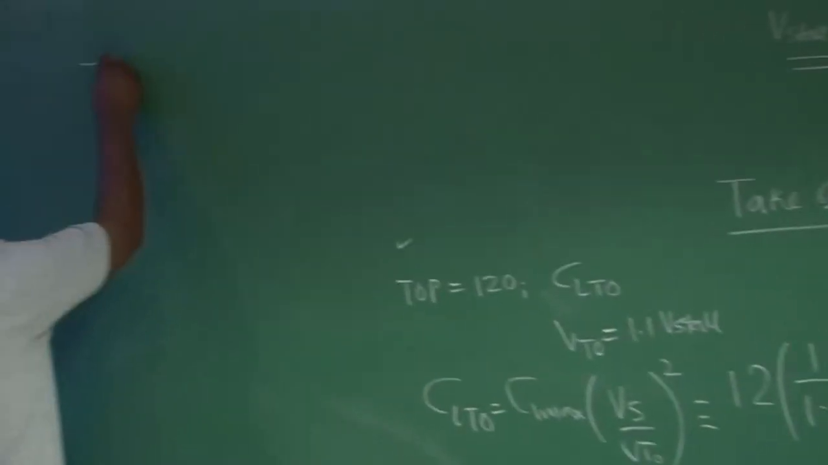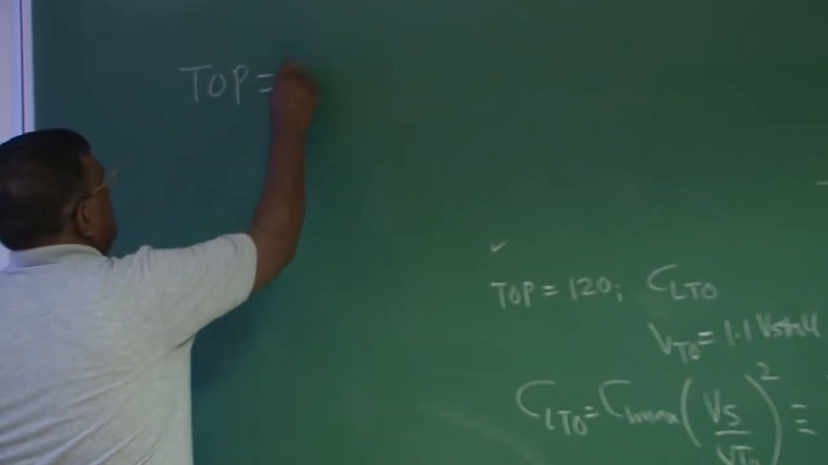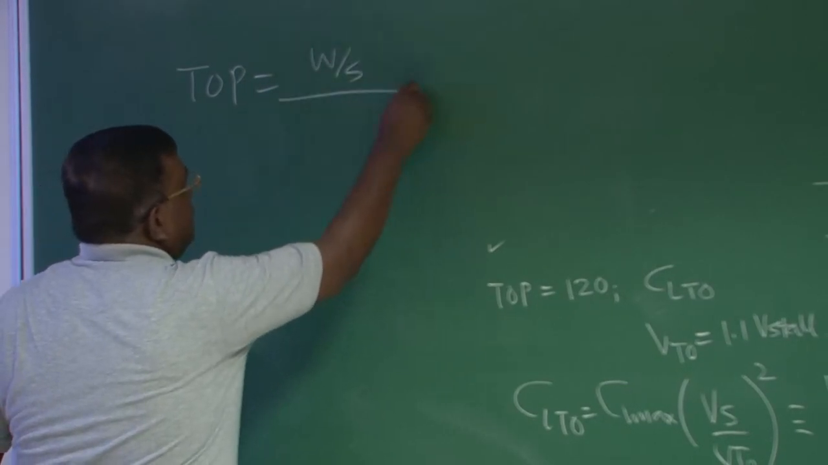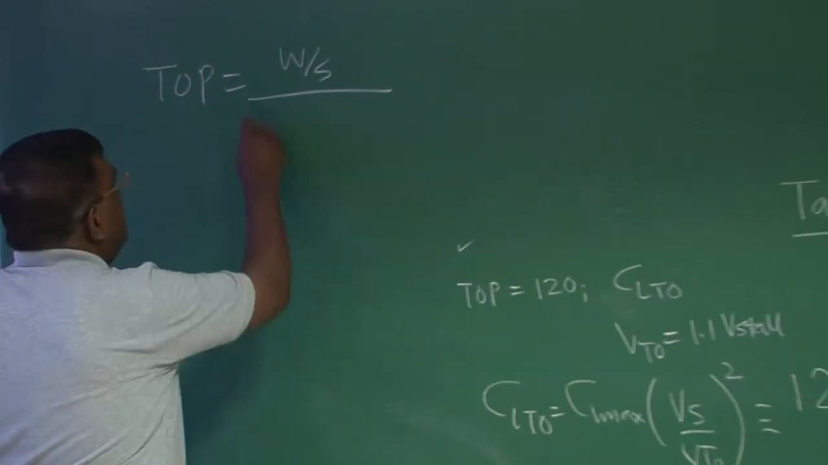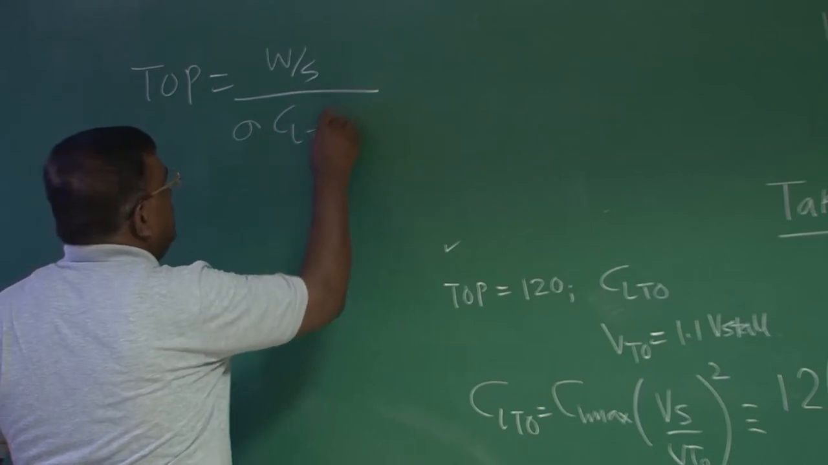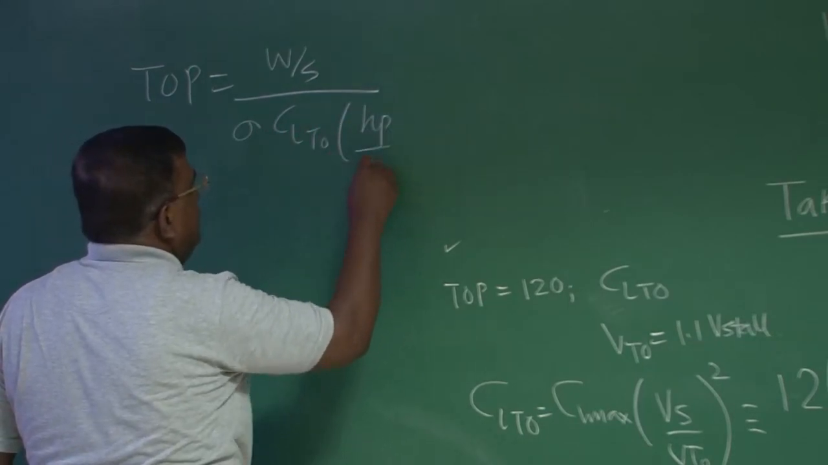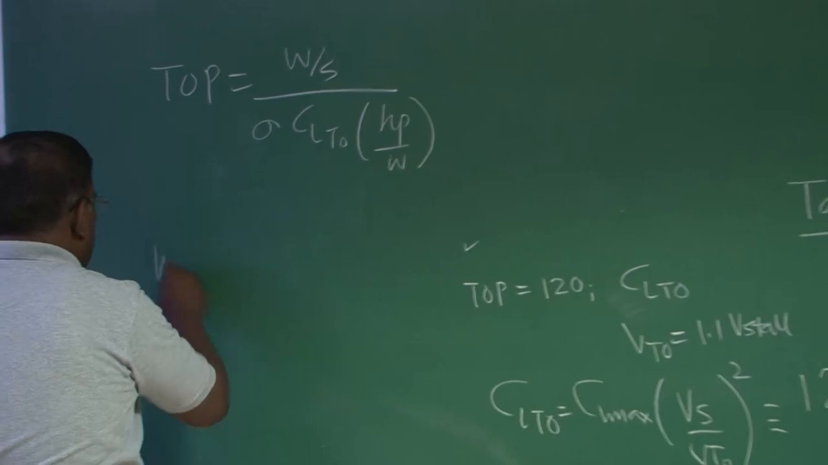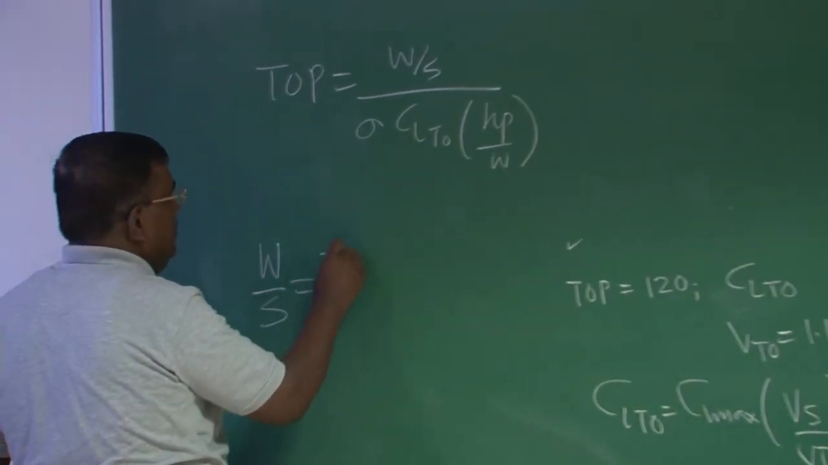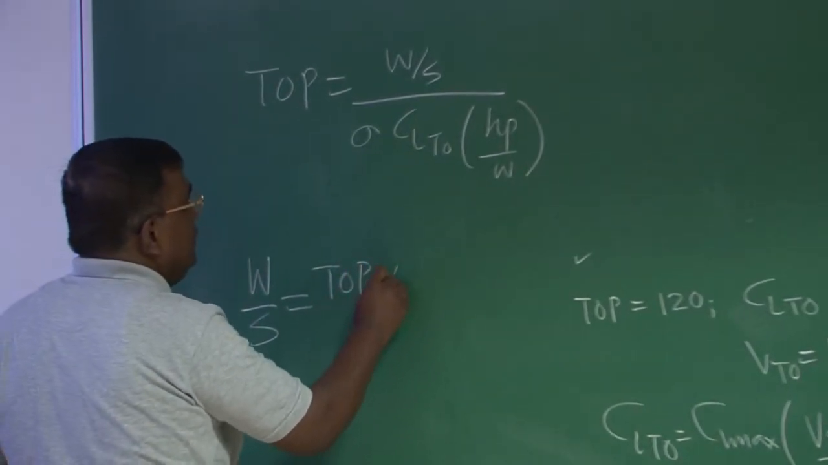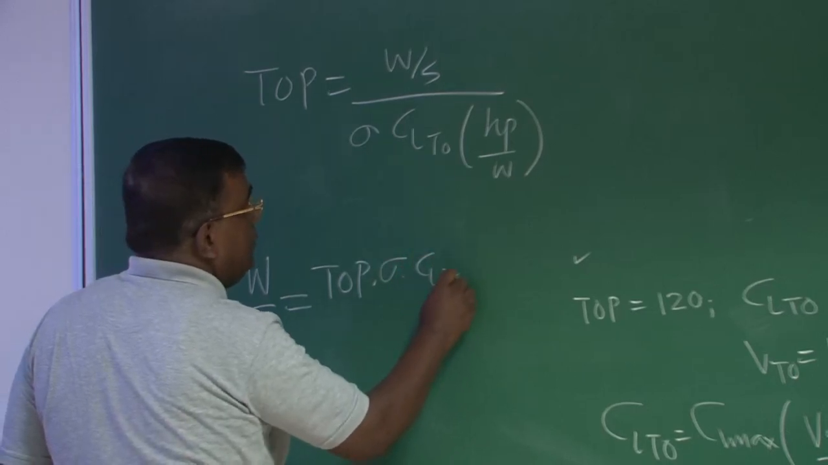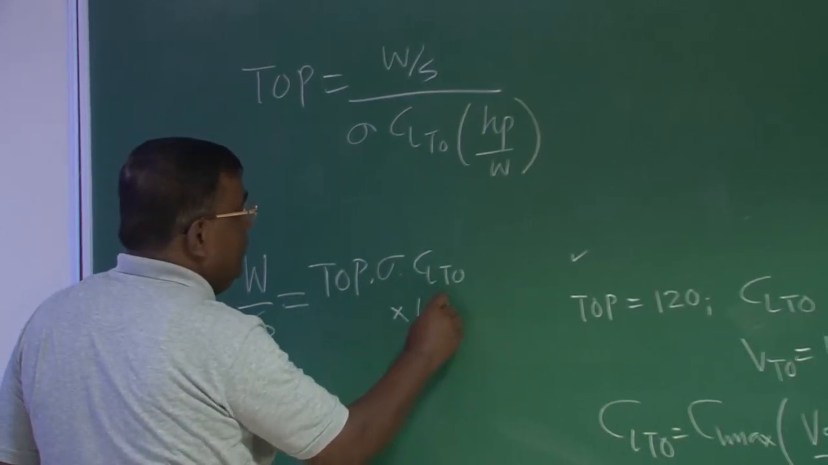And we know TOP, takeoff parameter, equal to W by S divided by sigma CL takeoff into HP by W. So W by S equal to TOP into sigma into CL takeoff into HP by W.